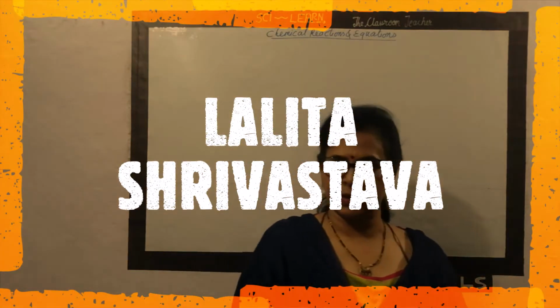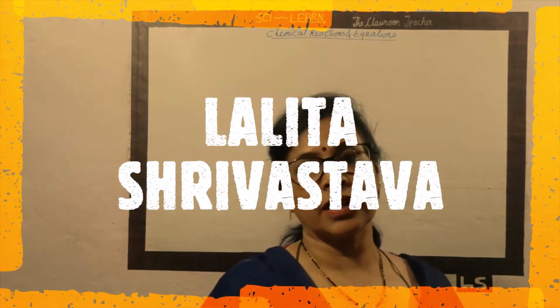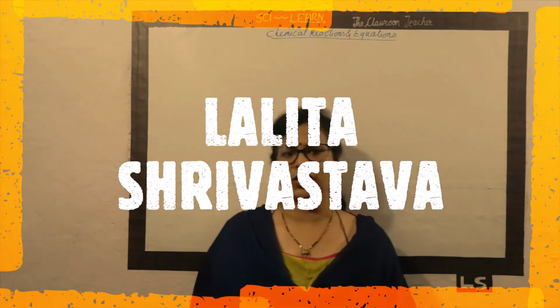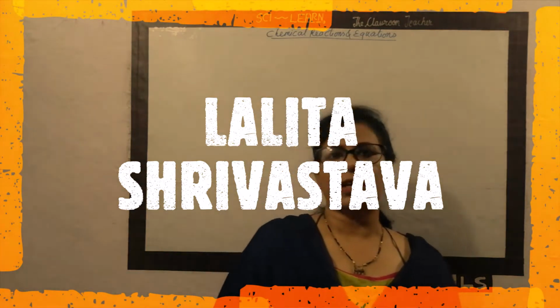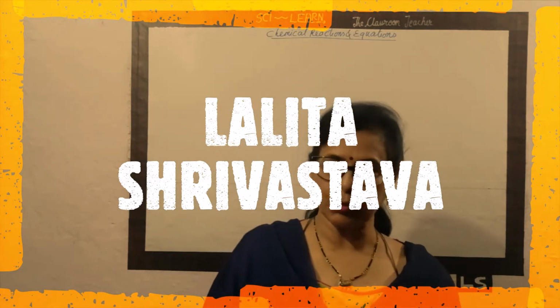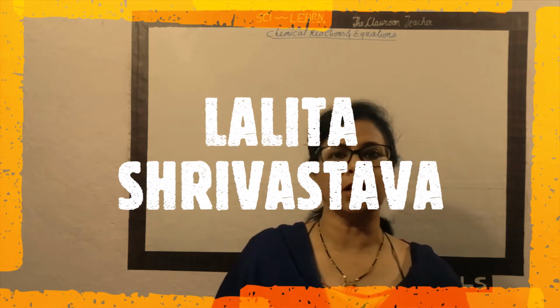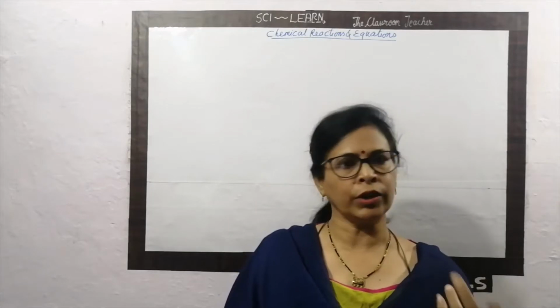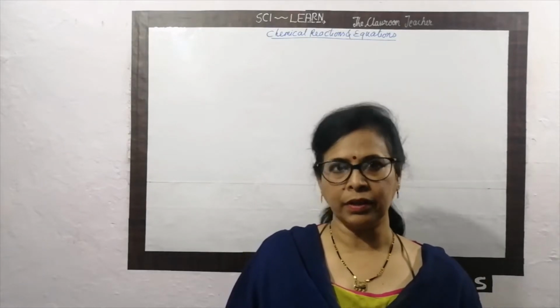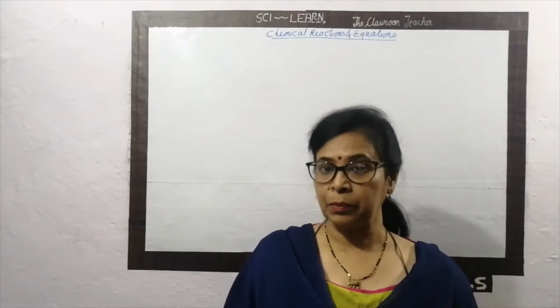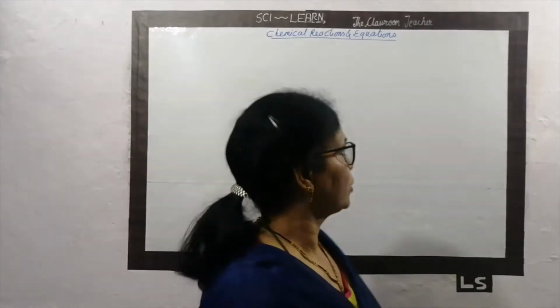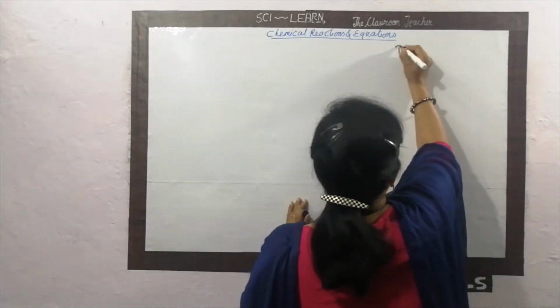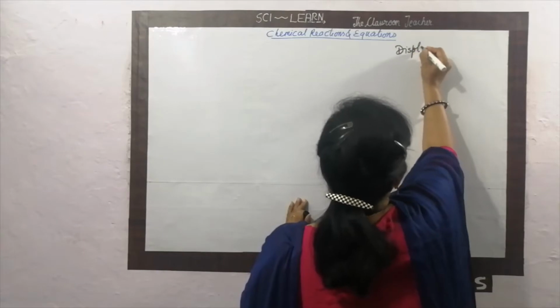Class 10th CBSE. Same lesson, that is chemical reactions and equations. In our previous class, we covered the types of reaction: combination reaction and decomposition reaction. Today we have to discuss 3 or 4 types of reactions: displacement, double displacement, precipitation and neutralization reaction.